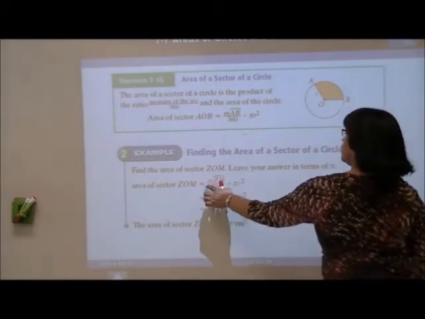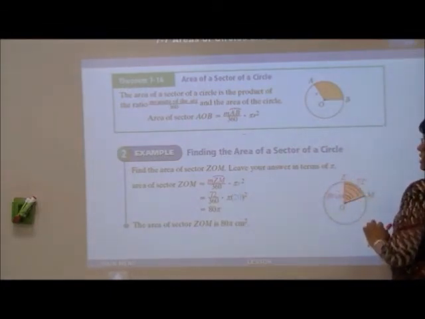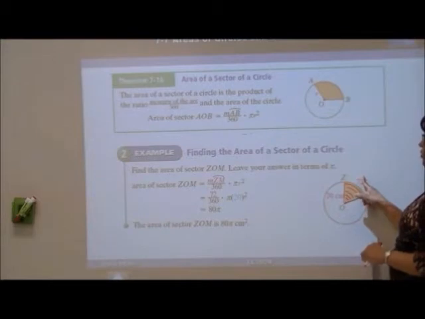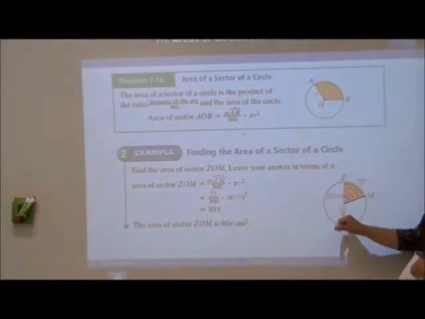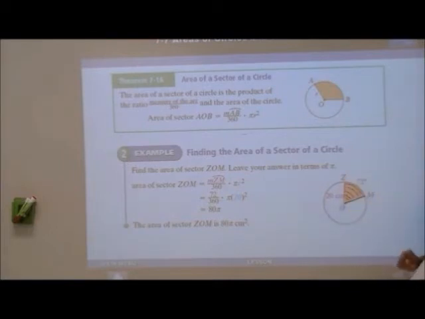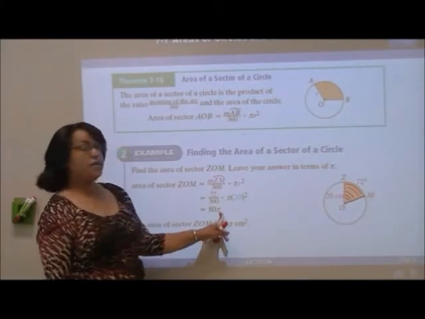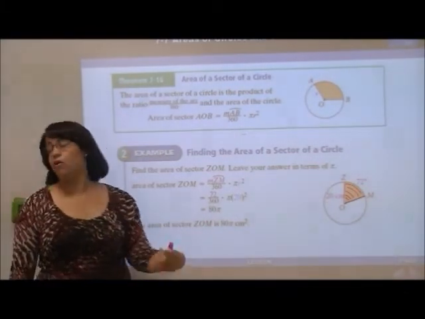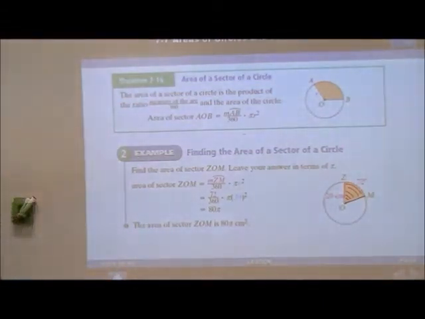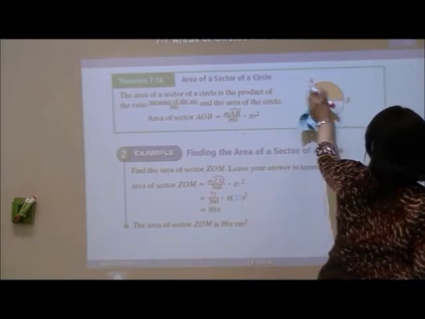So you have the measure of arc ZM divided by 360 degrees. So that's 72 degrees divided by 360 times pi times r squared. They also give us r here, which is your radius. And when you multiply that, you get 80 pi. And since area is in square units, you have 80 pi square centimeters, or centimeters squared. That's your slide number 5.